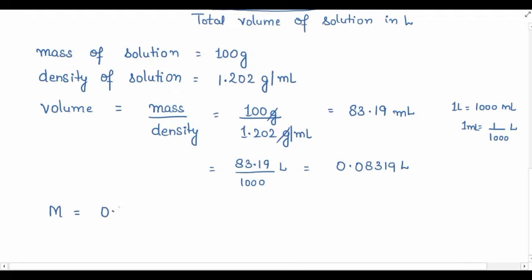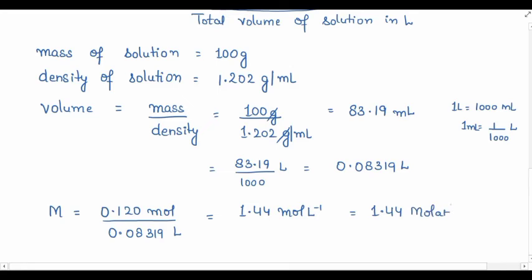What is the formula of molarity? Molarity is equal to number of moles divided by volume. So the number of moles is 0.120 mole and the volume is 0.08319 liter. Mole per liter is the unit of molarity. So on dividing 0.120 by 0.08319, we obtain 1.44 mole per liter. So student, this is the final answer of molarity, 1.44 molar.